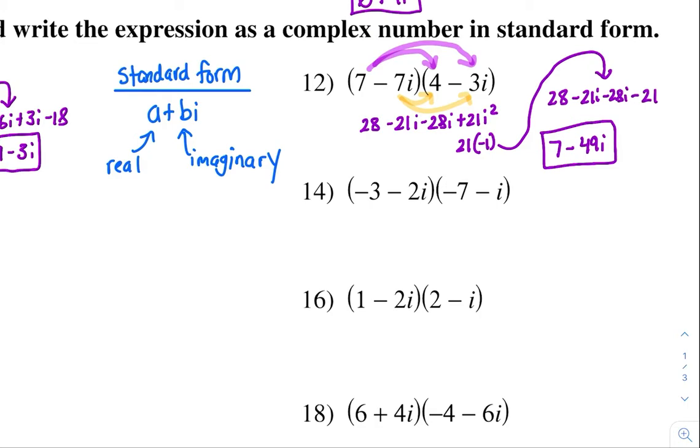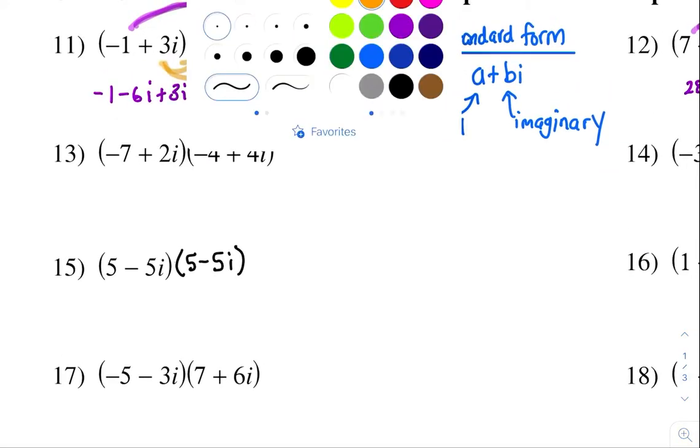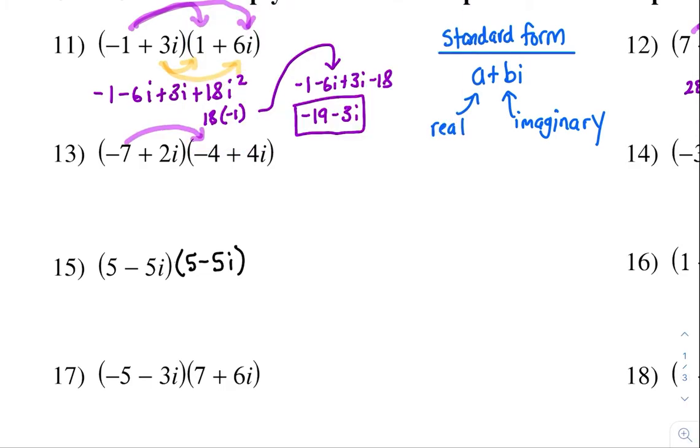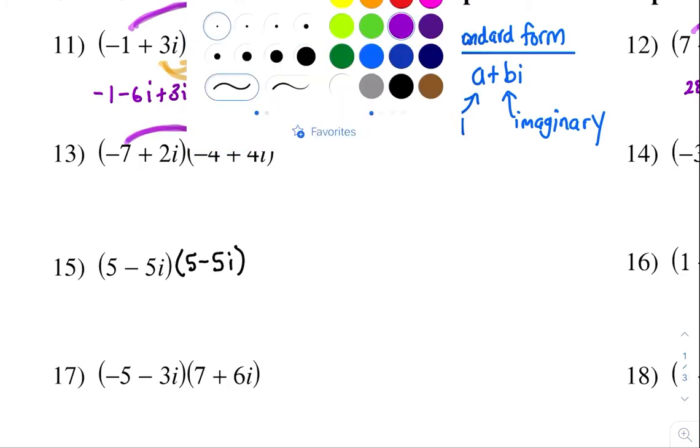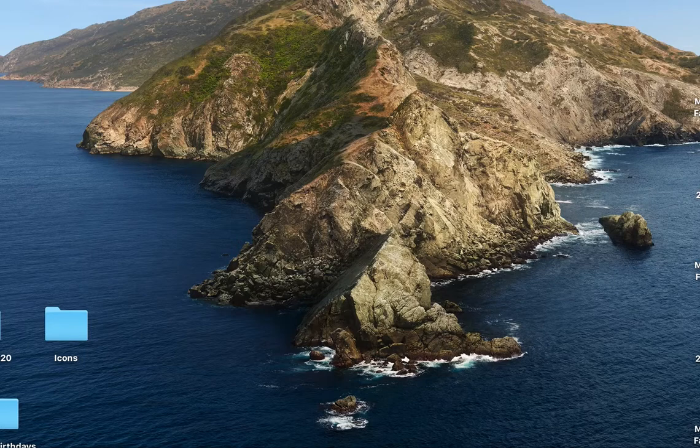Okay, number 13. Alright, so we distribute. Okay, so negative 7 times negative 4 is 28. Negative 7 times 4i is negative 28i. 2, look at the orange now. 2i times negative 4 is negative 8i. And 2i times 4i, that is positive 8, but there's an i squared. And the i squared becomes negative 1.